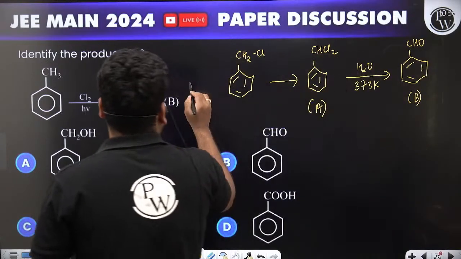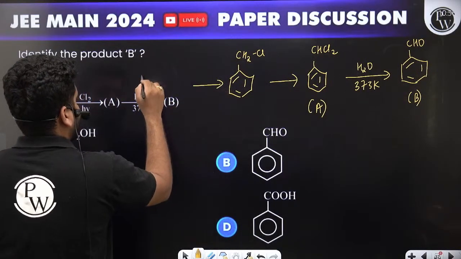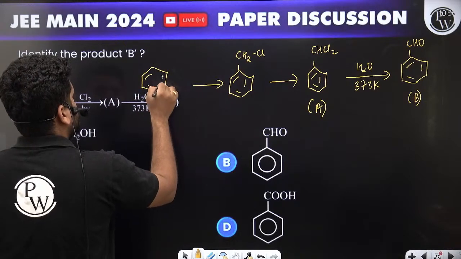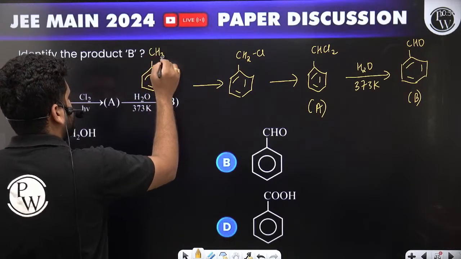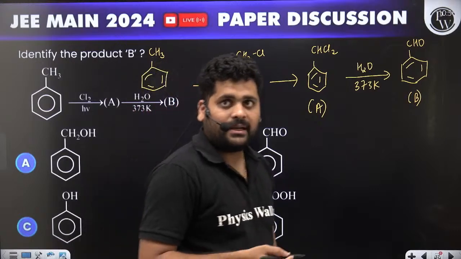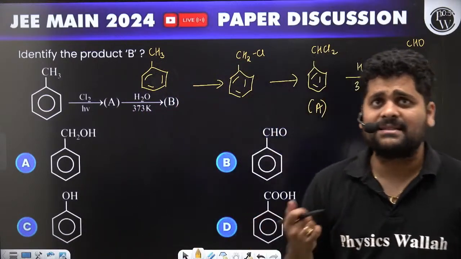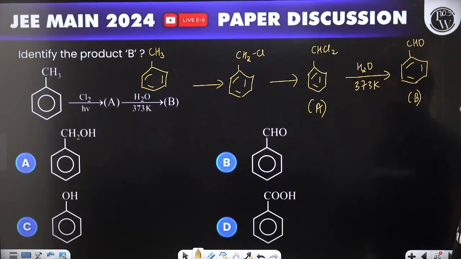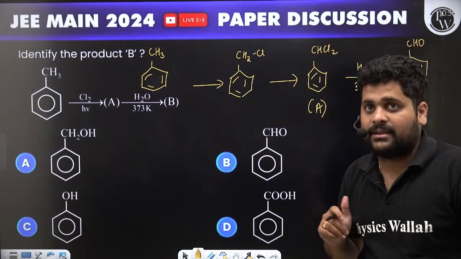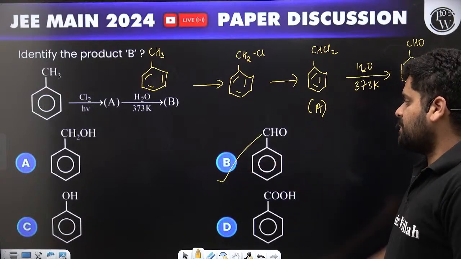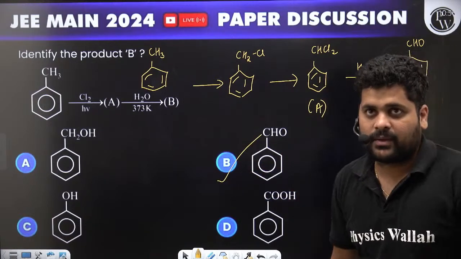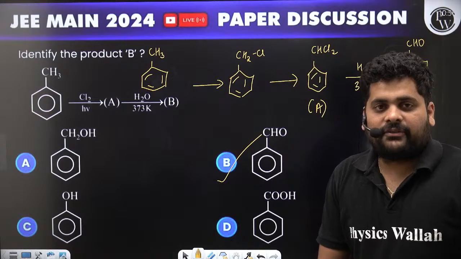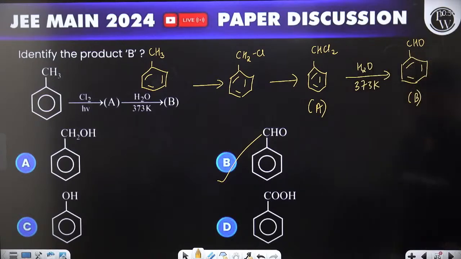We have started with toluene. So toluene initially gets converted into benzyl chloride, later benzal chloride. Upon reaction with the water, you are going to get benzaldehyde. The correct answer is option B. Okay. Clear everyone? Now, moving on to the next one after this.